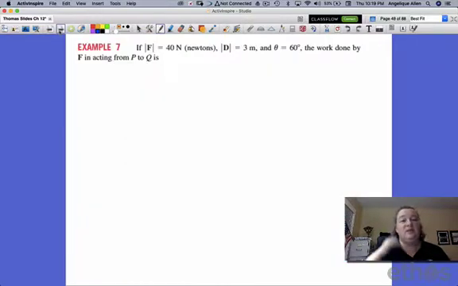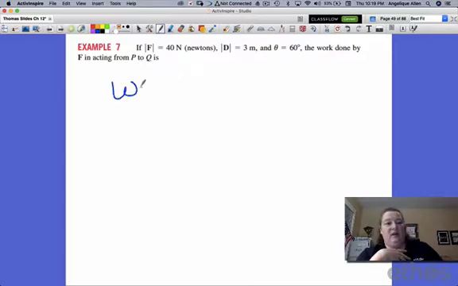Now sometimes the displacement vector you kind of have to come up with. So we're going to look at this problem in example 7, and this will be our closing. If the magnitude of F is 40 newtons and the displacement is 3 meters and the angle between those two vectors is 60 degrees, what is the work done by the force F moving from P to Q in the previous diagram? So they're asking for work. We know that's going to be the magnitude of F times the magnitude of D. Since we don't have vector components handed to us in the problem, we've got to think about the dot product.